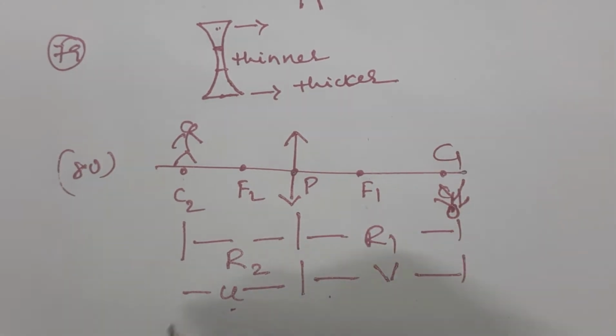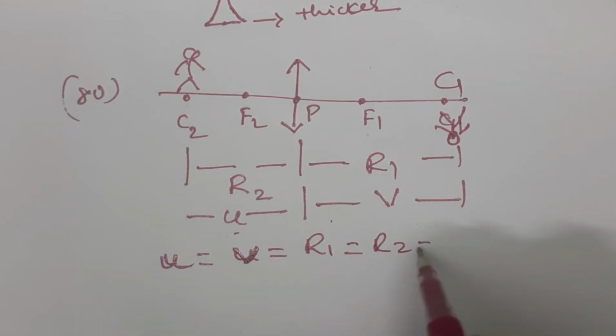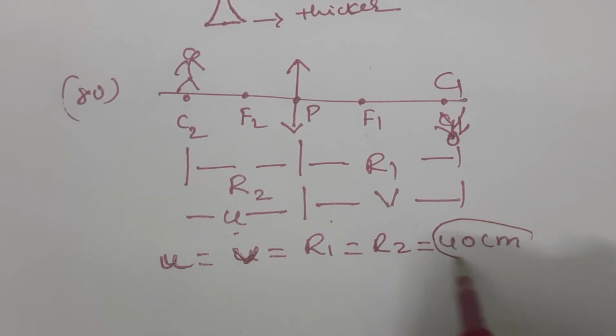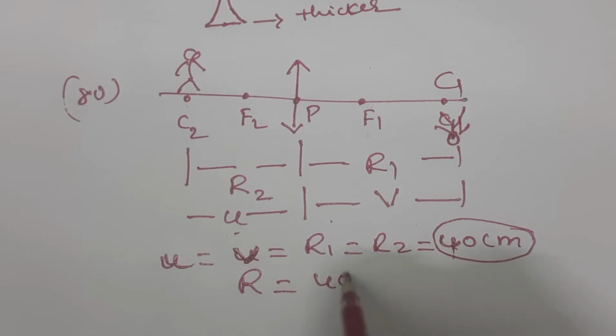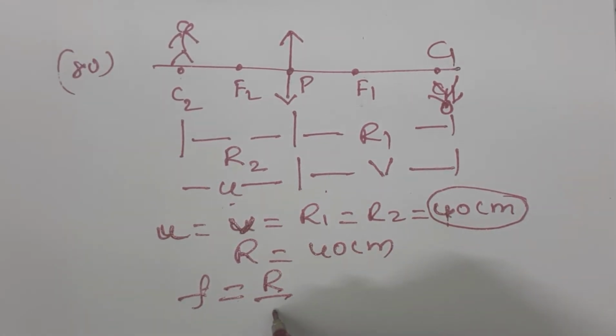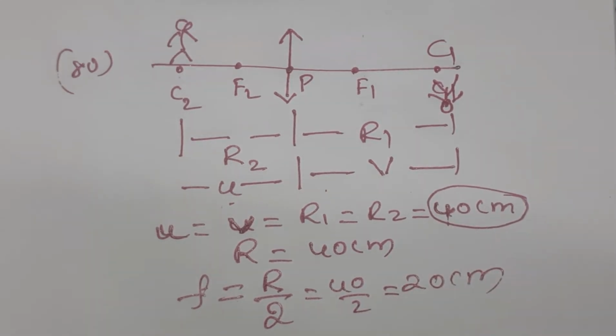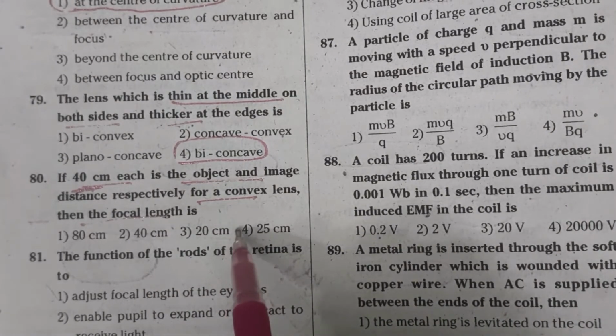So object distance, denoted by u, equals image distance, denoted by v, which is also equal to the radius, that is, in the given problem, 40 centimeter. So indirectly the radius R is given as 40 centimeter. Then we want to find the focal length. We know the relation between radius and focal length: focal length is equal to half of the radius, that is 40 by 2, 20 centimeter. So you can see the option: 20 centimeter.